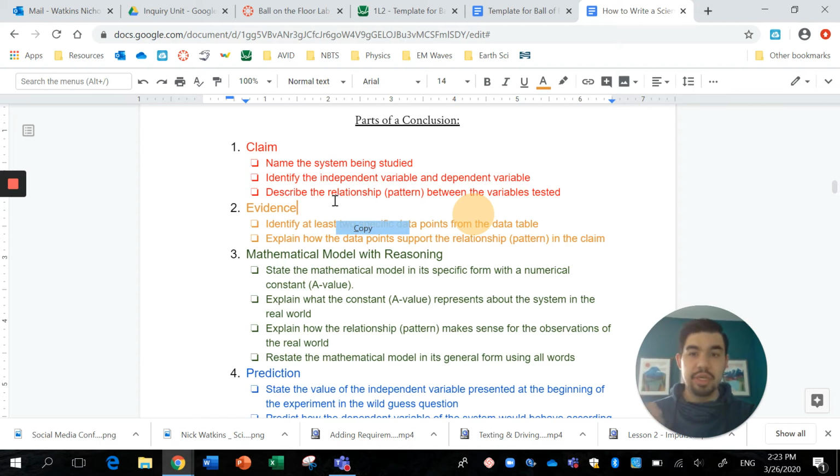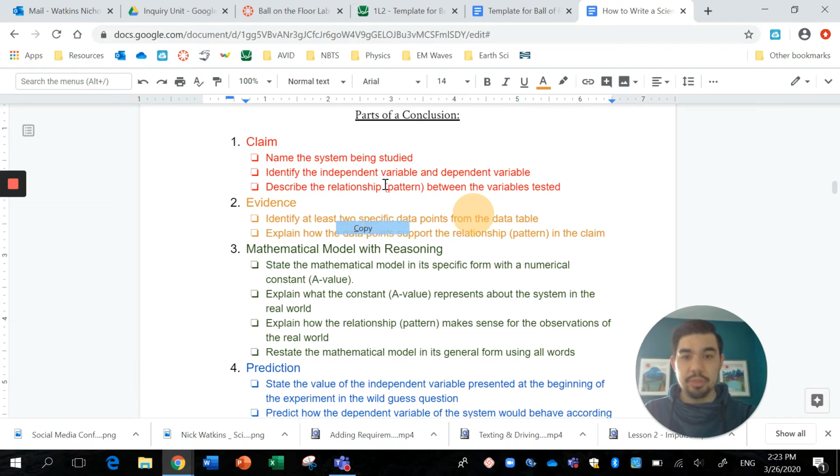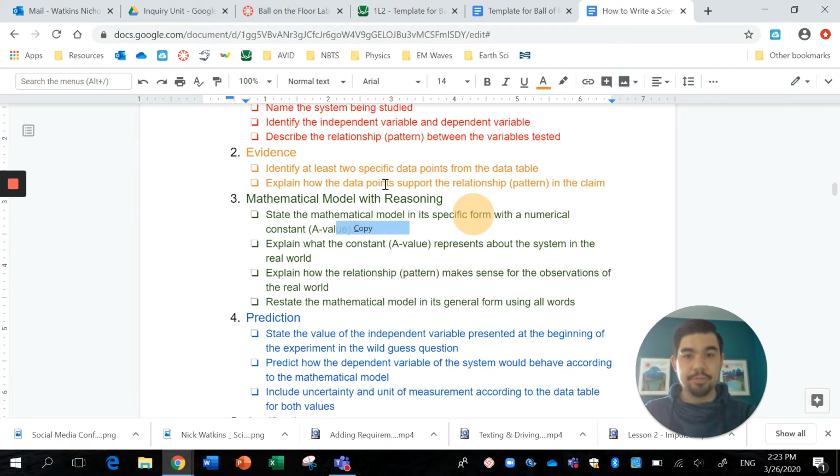We want to name the system that's being studied. We want to identify our independent variable and our dependent variable. We want to describe the relationship between those two variables. Is it horizontal? Is it proportional? Is it linear, etc.? Even though that's three different checkboxes, you can achieve all of them with just one sentence. We'll talk about some examples in a sec.